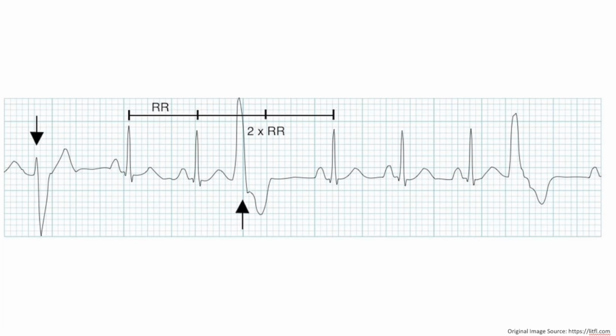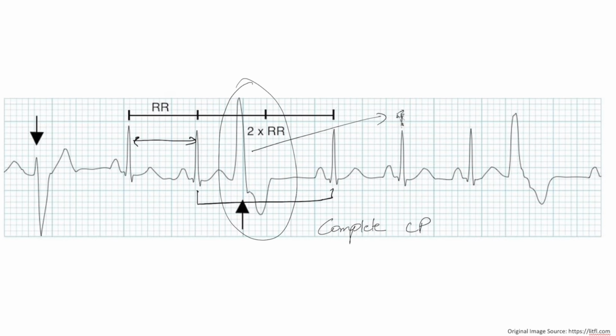Now, notice in this case, this bizarre looking QRS complex with no clear preceding P wave. And also notice that when you measure the RR interval from here to here, it's half of the RR interval between these two beats. So essentially this is a complete compensatory pause. And this would be a PVC.